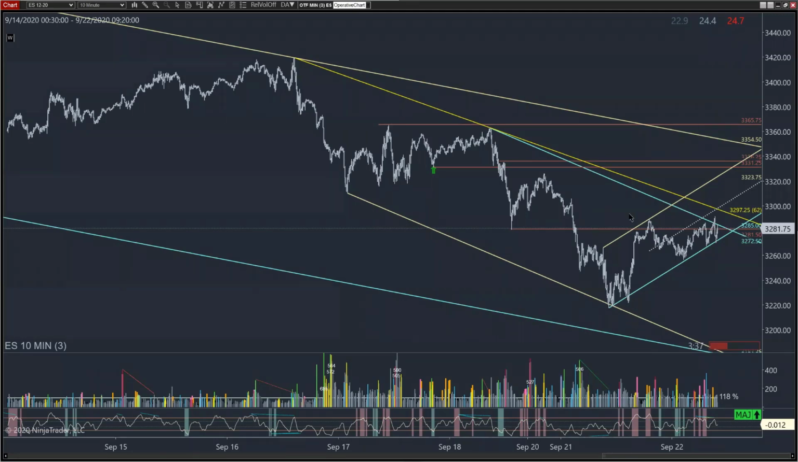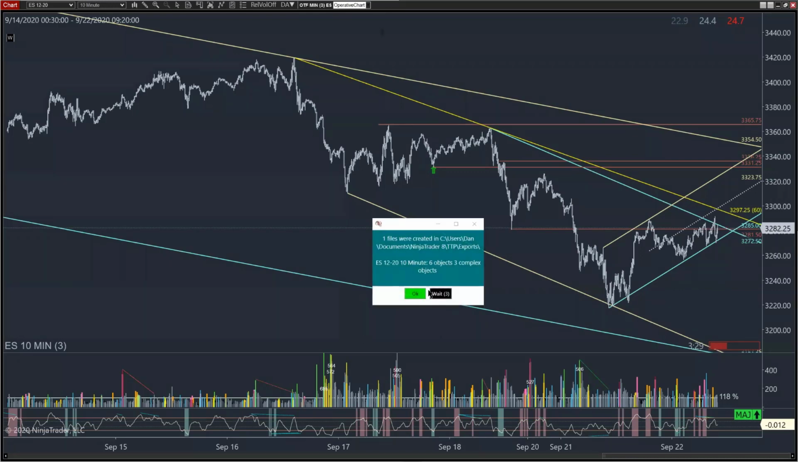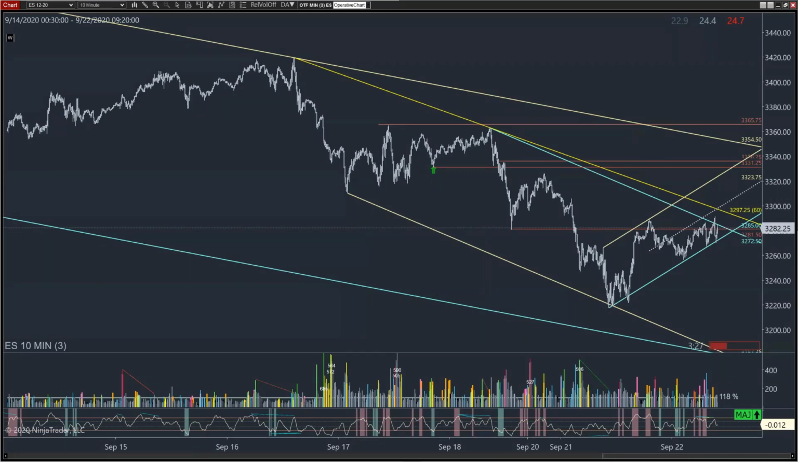That's a 1, 2, 3, 4, 5, maybe. Maybe that's A, B. See, I don't think the C wave is done just yet. I don't know. I do think we have one more wave down.